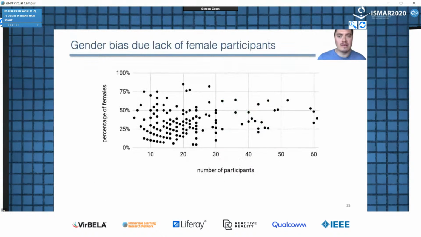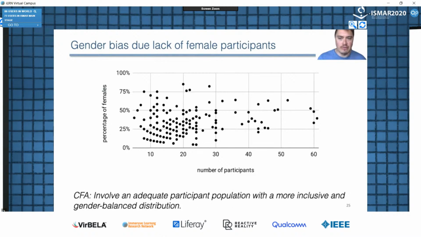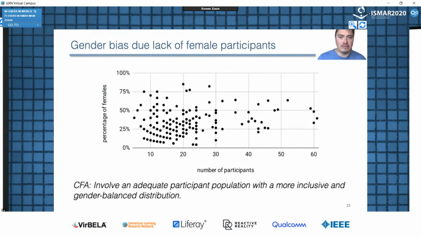The following scatter plot shows the distribution of user studies based on their population and the percentage of female participants involved. In the chart, we observe that often populations in user studies exhibit unbalanced genders. Therefore, we call researchers in the field to involve an adequate participant population with a more inclusive and gender-balanced distribution.